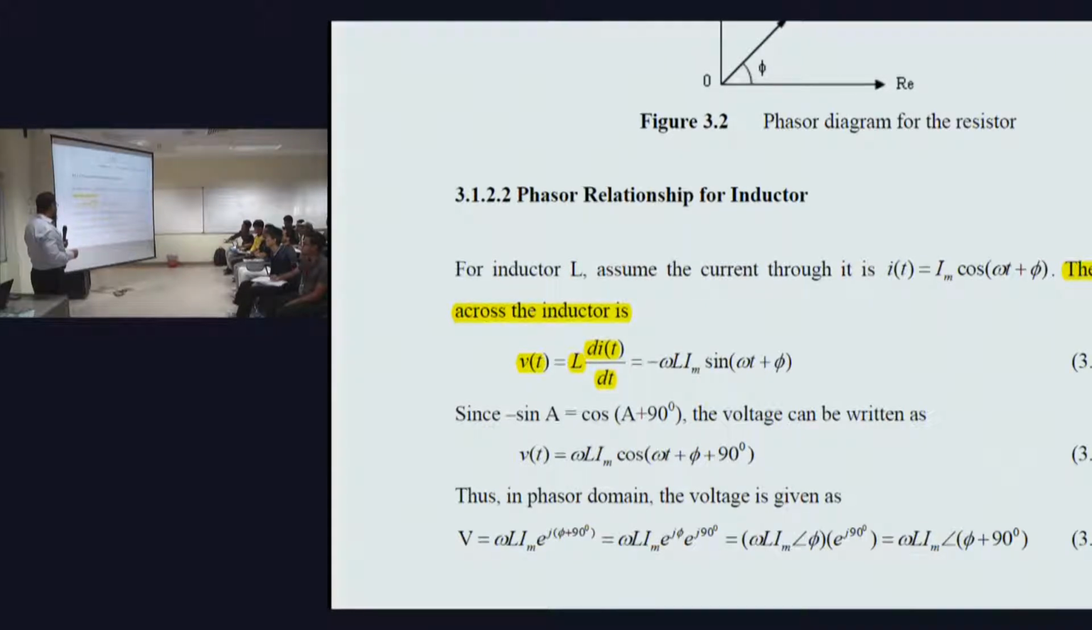So if you go on and substitute Im cos(omega t plus phi) in place of i, you get this. You go on with the time derivative, you will get this. Now you can convert this into a function of cos, and you get this at the end. So this is the v(t) across the inductance, and that is the i(t) through the inductance.